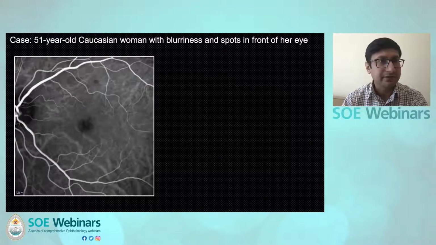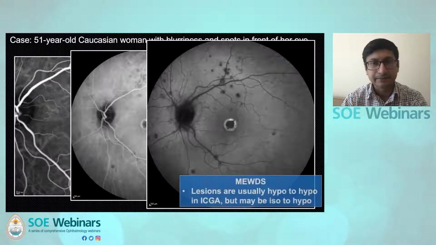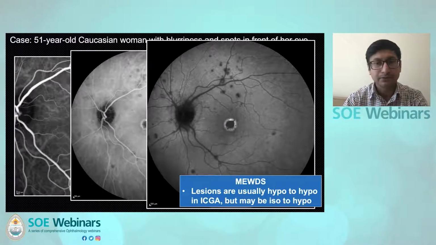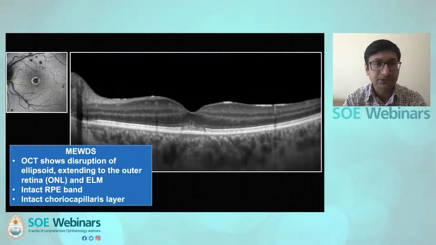On the other hand, you have this lady, a 51-year-old Caucasian lady with blurriness and spots in front of the eye. On ICG, you have hypo lesions, which are distributed, much more prominent in the late phase. And these lesions are MEWDS, which are characteristically hypo to hypo on ICG, but sometimes they may be iso to hypo. What's interesting is the OCT, because here you have disruption of the ellipsoid and it's extending to the outer retina. But you must see here on the OCT that the RPE is completely intact. The choriocapillaris also appear to be intact.